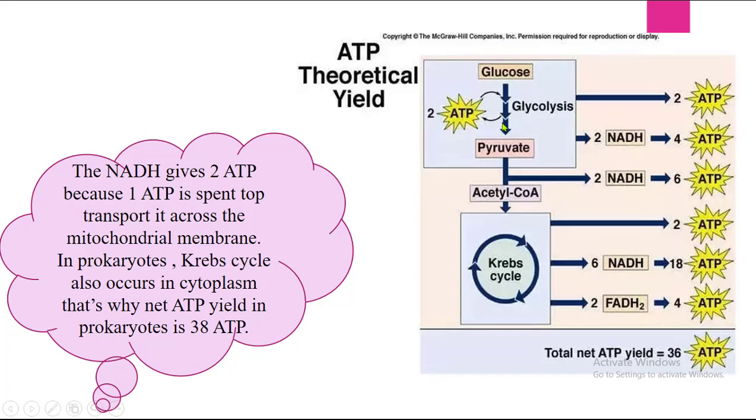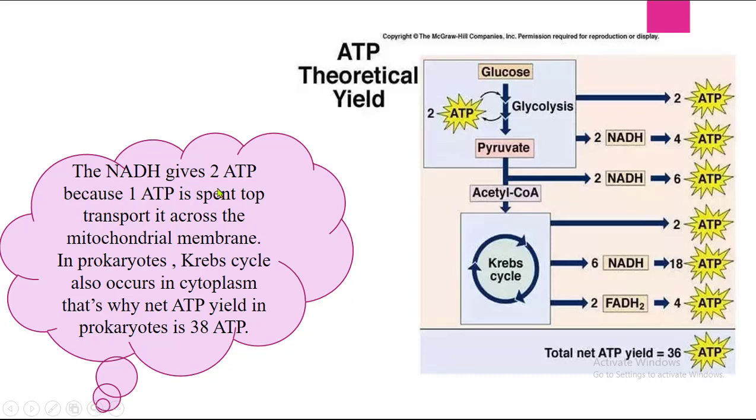And the NADH molecules in glycolysis, there were 2 NADH molecules, right? I already mentioned in the previous slide that one NADH molecule is equivalent to 3 ATP molecules. So here 2 NADH molecules were supposed to give 6 ATP molecules, but in glycolysis it is giving 4. The reason is, I have mentioned here, the NADH gives 2 ATP because 1 ATP is spent to transport it across the mitochondrial membrane.